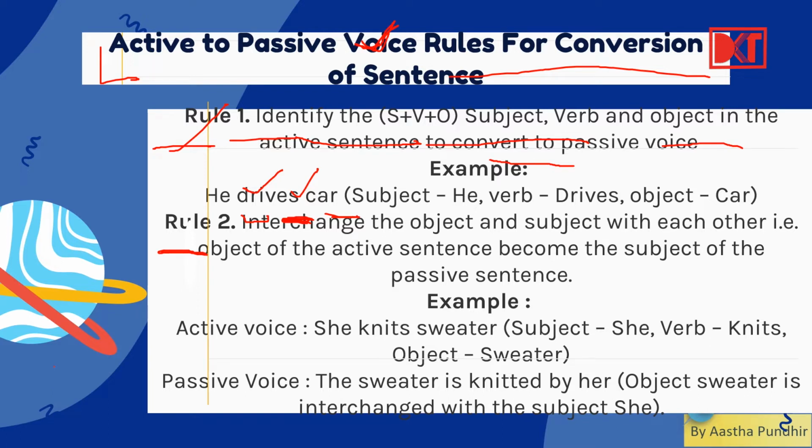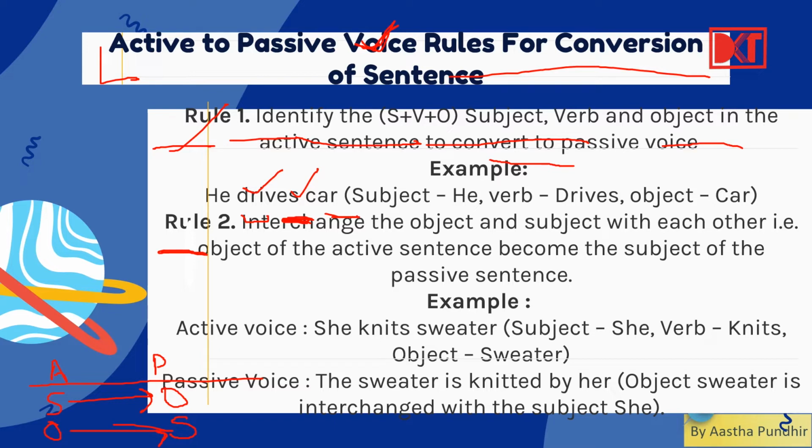Now this is the first sentence. ये एक्टिव सेंटेंस है और ये पैसिव सेंटेंस है. तो यहाँ पे जो सब्जेक्ट है हमारा, ठीक है, यहाँ पे जो सब्जेक्ट है ये यहाँ पे जाके ऑब्जेक्ट बन जाता है, और यहाँ पे जो हमारा ऑब्जेक्ट है एक्टिव सेंटेंस, एक्टिव वॉइस में, वो बन जाता है वहां पे जाके हमारा सब्जेक्ट. Alright, let's see how.